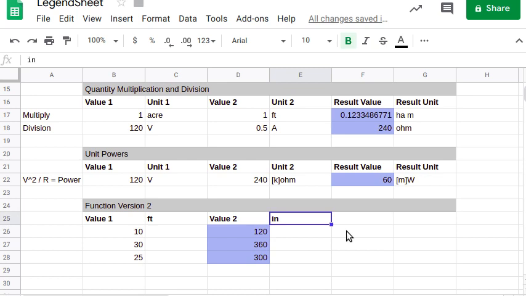Also, we could change this too and just see, what about yards? What about miles? What about meters? We can do all these conversions right away, and that makes it really handy, right?